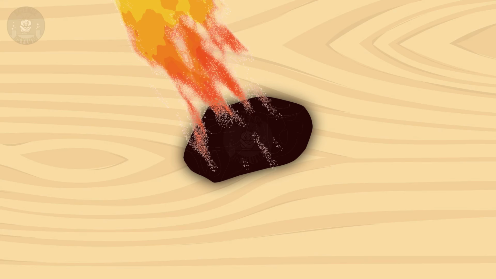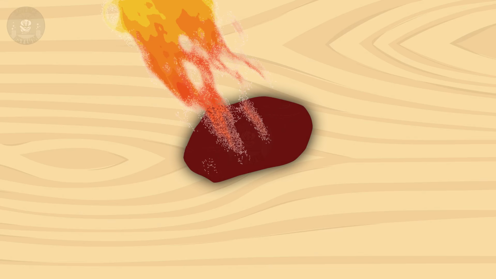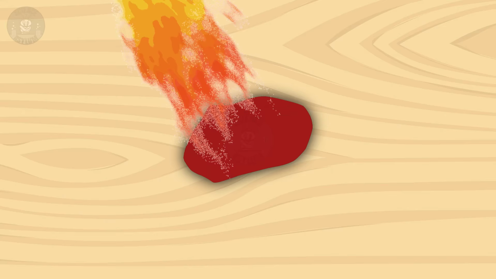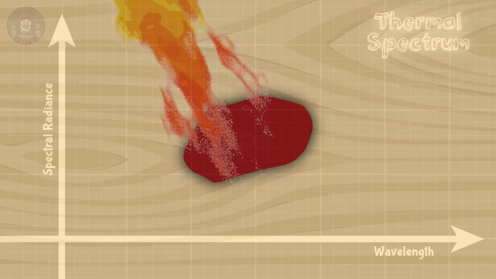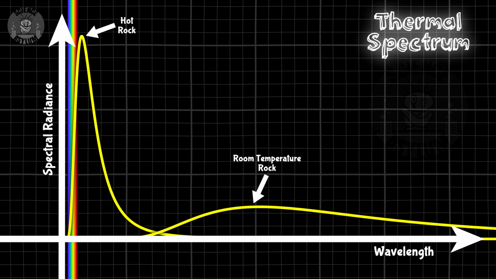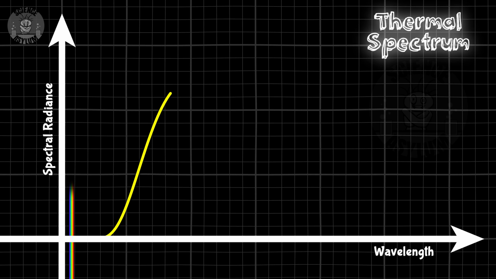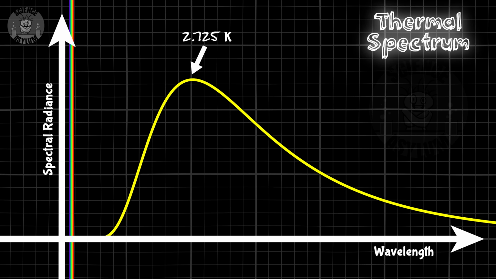If we make the rock really hot though, we can get it to emit visible light. The thermal spectrum would just peak in a different place. We could even figure out the temperature based on where the peak is. As it turns out, the CMB is also a thermal spectrum. It just peaks in the microwave range instead of the visible range. Based on where it peaks, we know whatever is emitting this light is about 2.7 Kelvin.